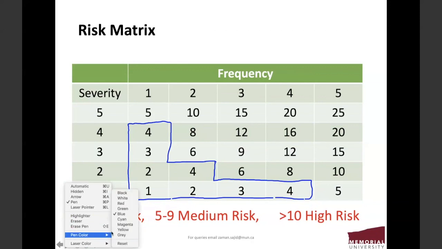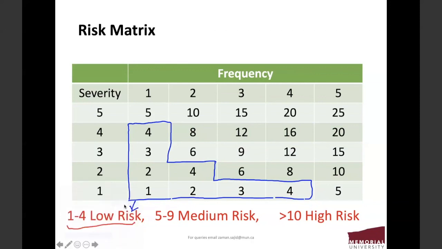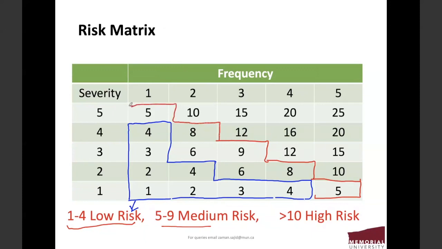In terms of medium risk, sorry. Let's change this to something else. The medium risk is from 5 to 9, so I can have this region. I'm not including 12 because it is outside my range of 9 for the medium risk level. This is what identifies my medium risk level. This region.